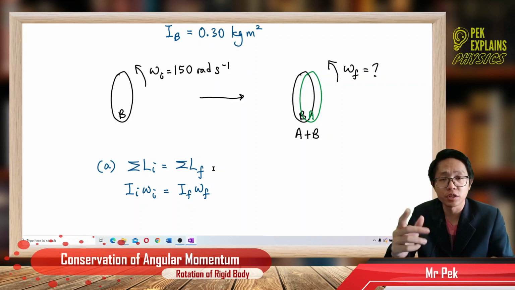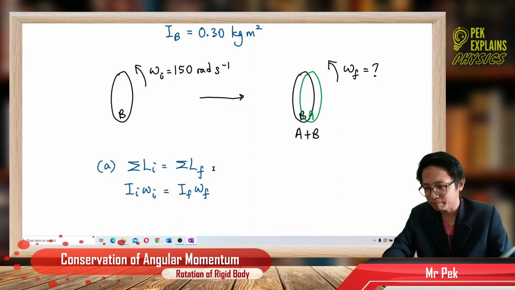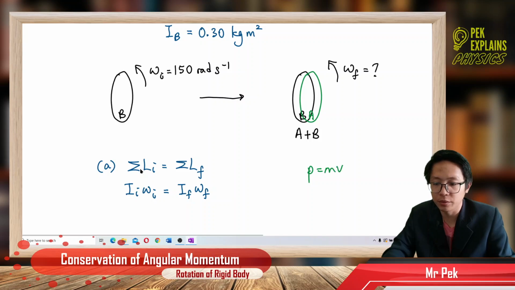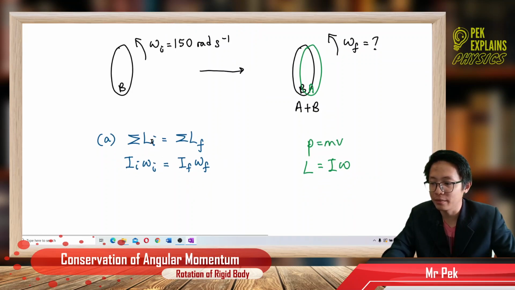So here we use conservation of angular momentum. In linear motion, we also have conservation of momentum, so this is similar. In linear motion, momentum P equals mv. Now in rotational motion, we use L for angular momentum. Mass is like moment of inertia, and velocity is like omega. So we use L equals I omega. Total initial angular momentum equals total final angular momentum, so I omega initial equals I omega final.